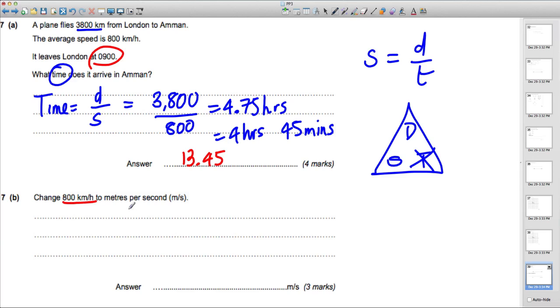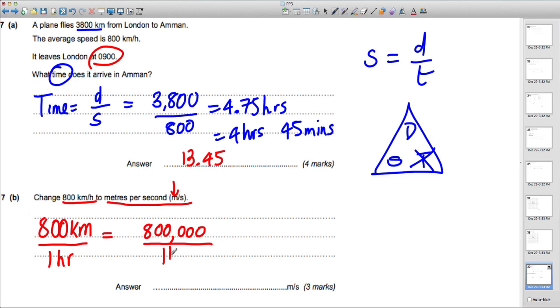Change 800 kilometers per hour to meters per second for 3 marks. So you're going at a speed of 800 kilometers per hour. Every hour, you're going 800 kilometers. So you want to go to meters per second. So how many meters is 800 kilometers? Well, it's 800,000 meters, isn't it? Because 1 kilometer is 1,000 meters. So it's 800,000 meters divided by 1 hour.